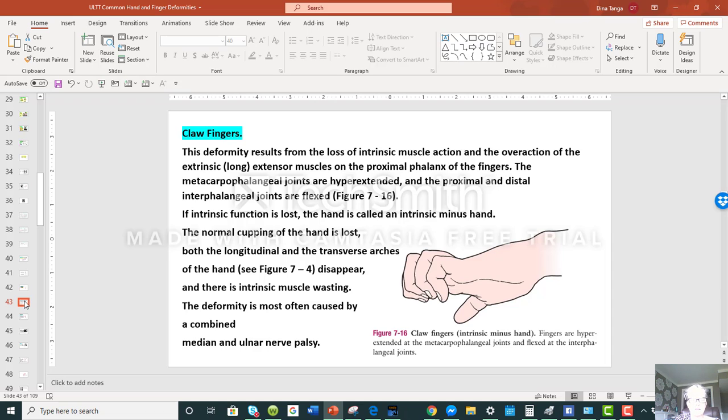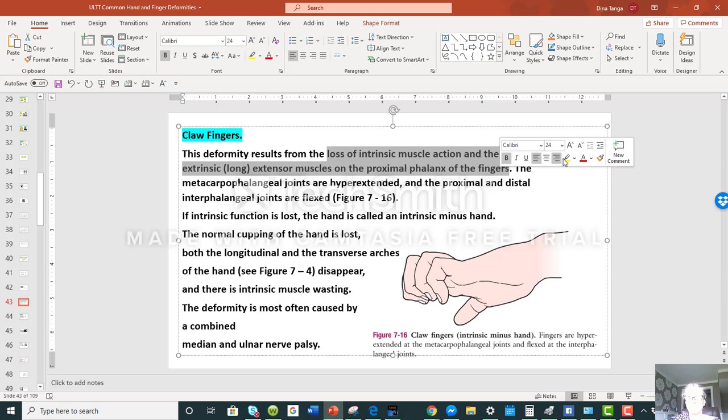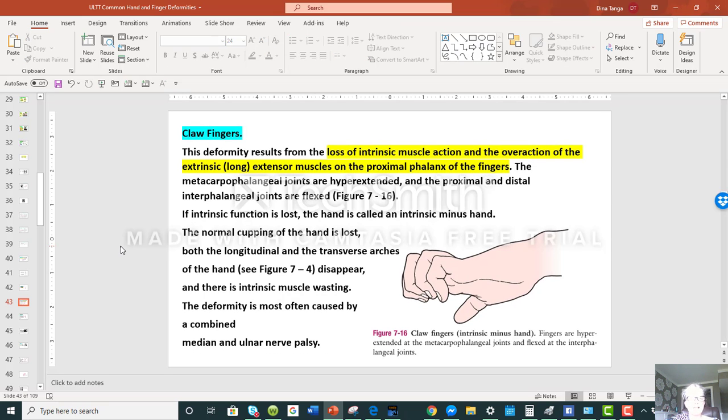Claw fingers. This deformity results from a loss of intrinsic muscle action and the overaction of the extrinsic long extensor muscles on the proximal phalanx of the fingers. The metacarpophalangeal joints are hyperextended, and the proximal and distal interphalangeal joints are flexed. If intrinsic function is lost, the hand is called an intrinsic minus hand.